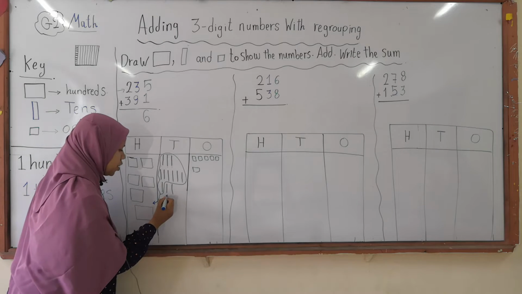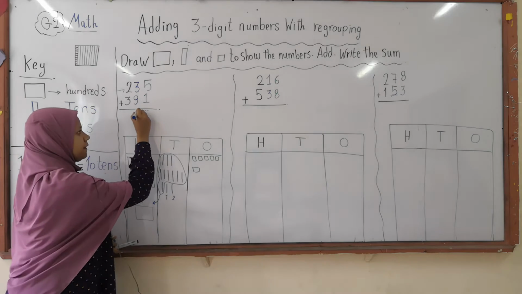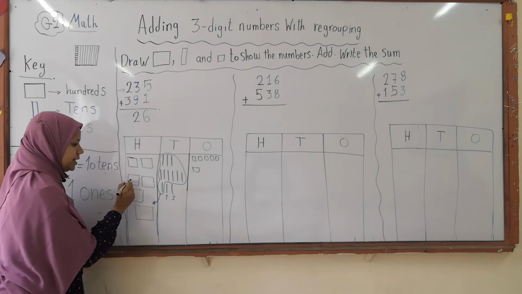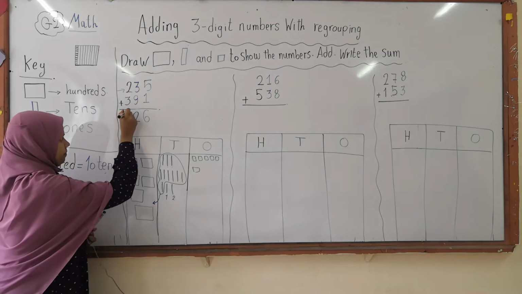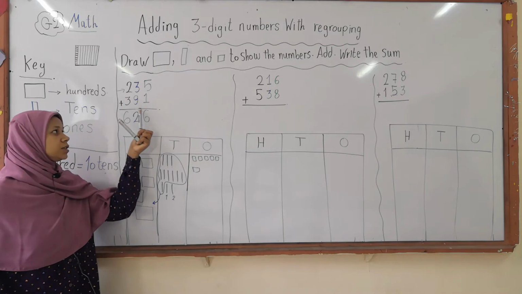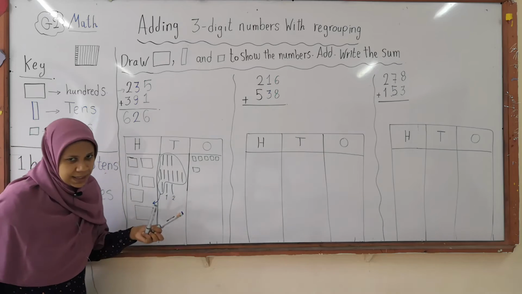How many in the tens? 1 2. انا عندي 2 in the tens. وال 100 نعمل count 1 2 3 4 5 6. يبقى معايا 235 plus 391 equals 626.